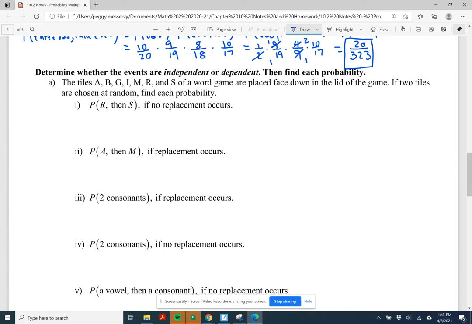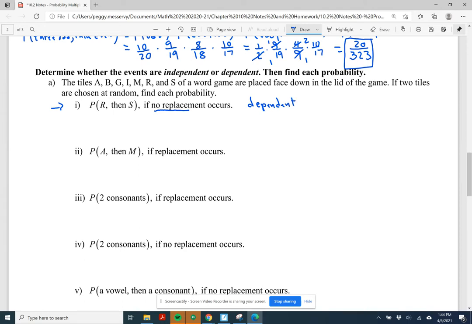So what we have is tiles A, B, G, I, M, R, and S of a word game, so maybe it's Scrabble, placed face down in the lid of the game. 2 tiles are chosen at random. Find each probability. Okay, so part 1: probability of drawing an R and then an S if no replacement occurs. Now remember, if we're not replacing, then these are dependent events.